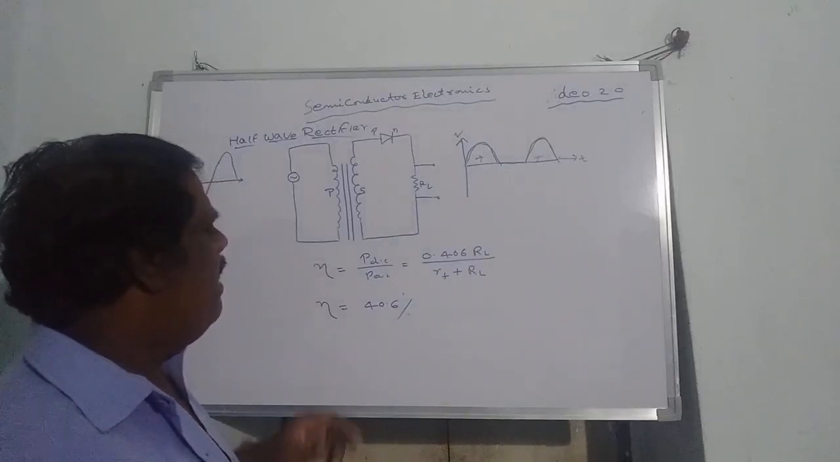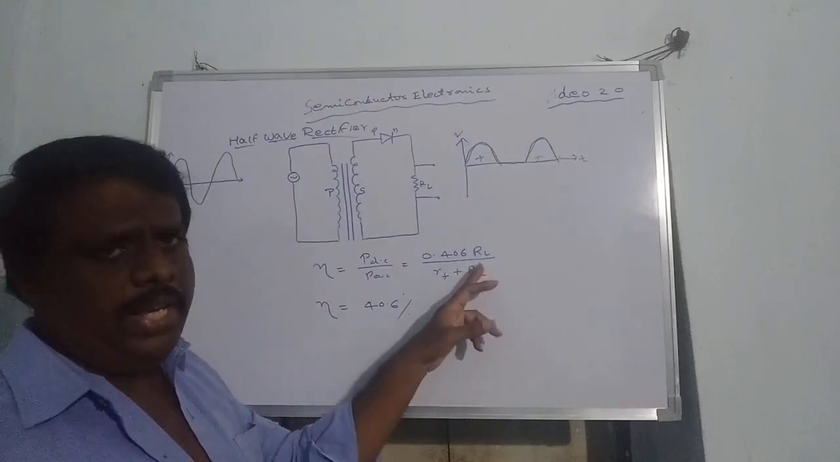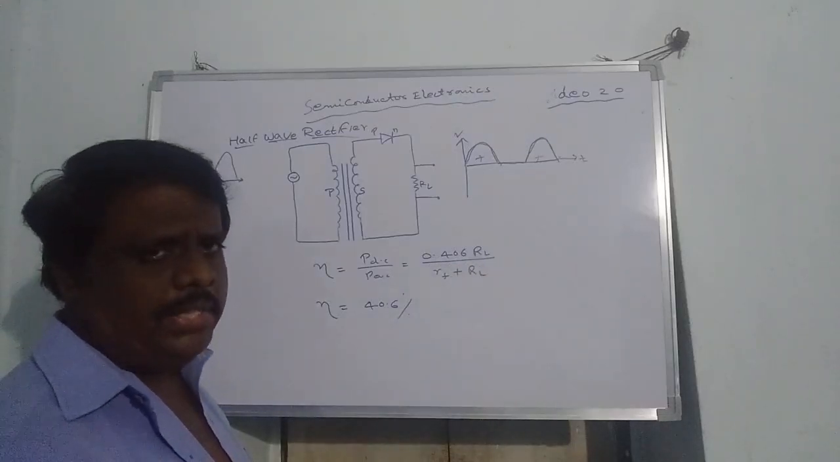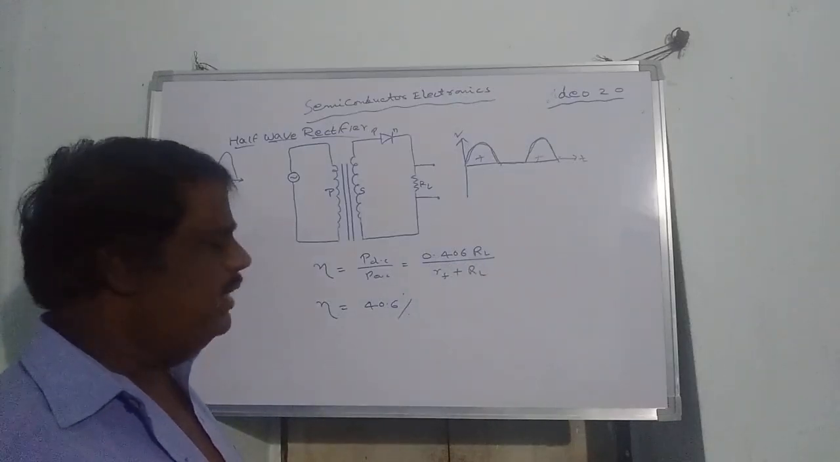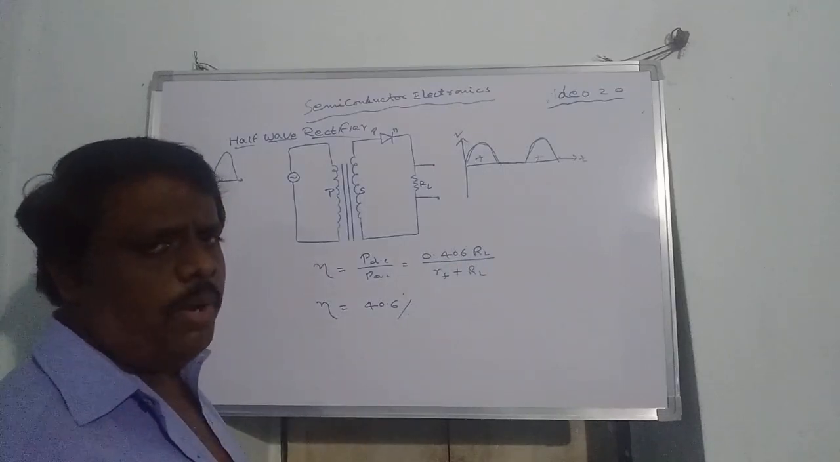Okay, what is the efficiency? 0.406 RL by RF plus RL. Here RL is the load resistance, RF is the forward bias resistance. The efficiency of this rectifier will be only 40.6%.